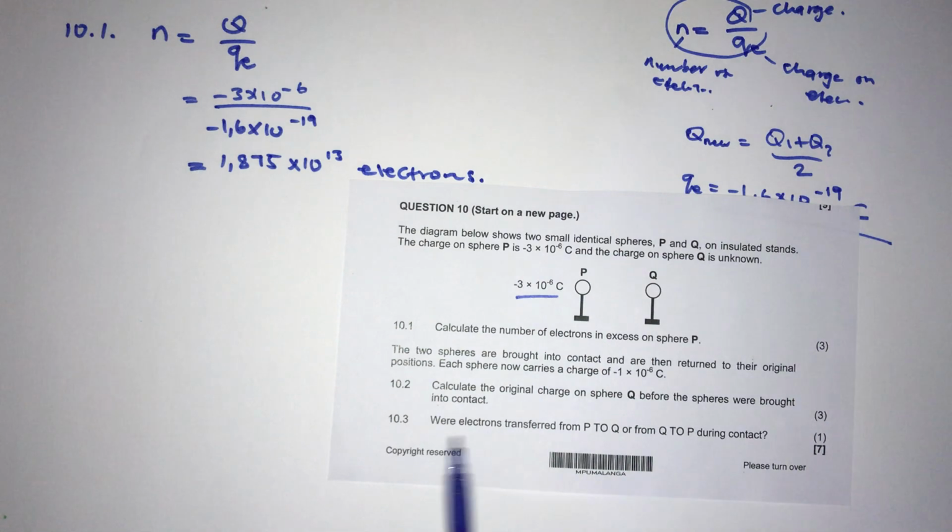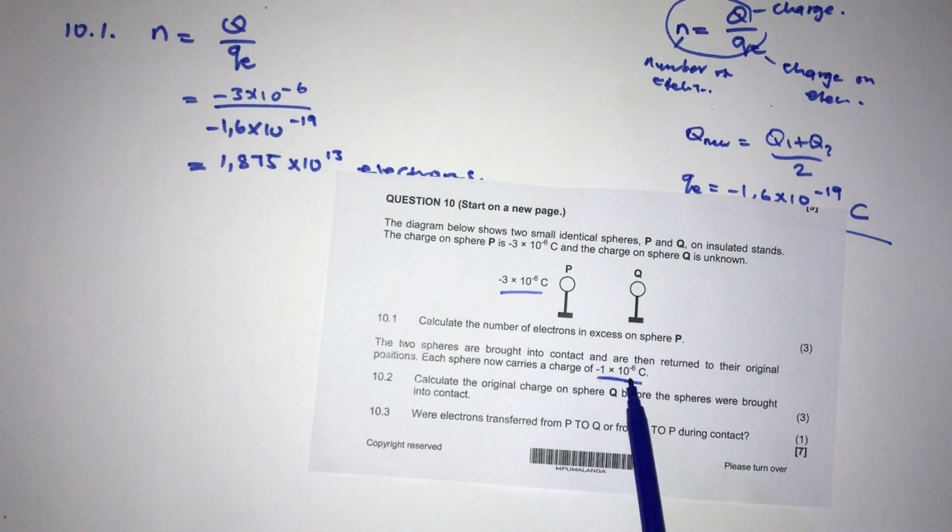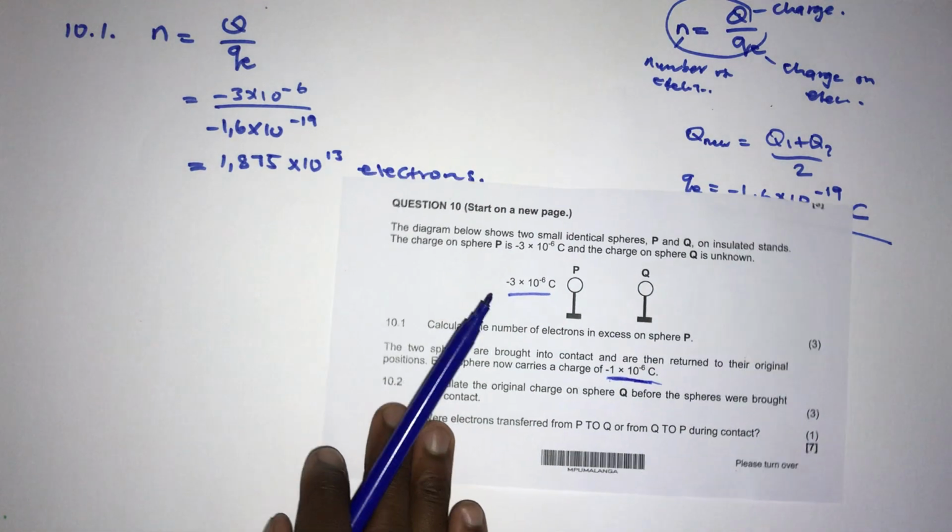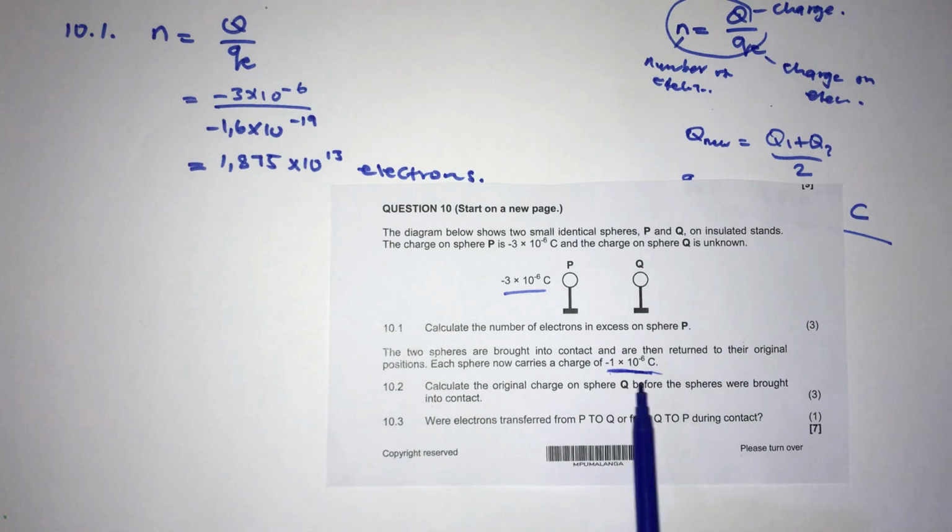The second statement says the two spheres are brought into contact and then returned to their original positions. So they were brought into contact and then separated, and went back to their original positions. After separation, each sphere now carries a charge of -1 times 10 to the -6 coulomb. So this is our new charge after separation. I hope you understand that.